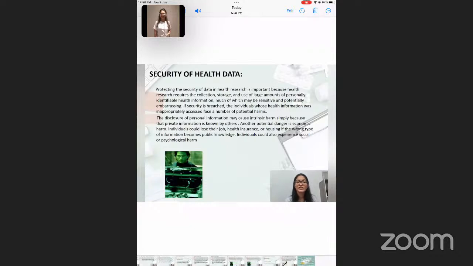Another potential danger is economic harm. Individuals could lose their job, health insurance, or housing if the wrong type of information becomes public knowledge. Individuals could also experience social or psychological harm.